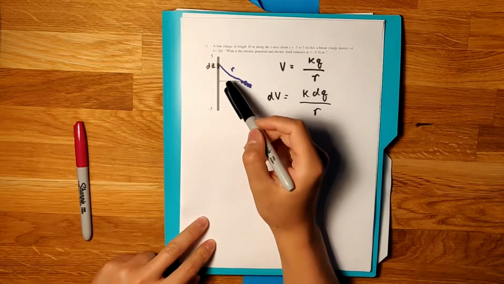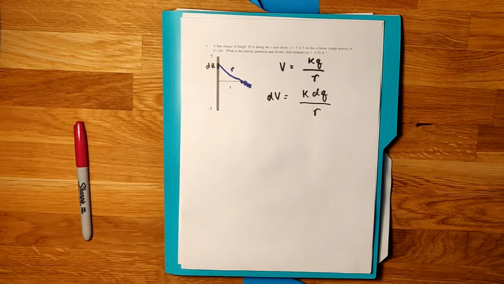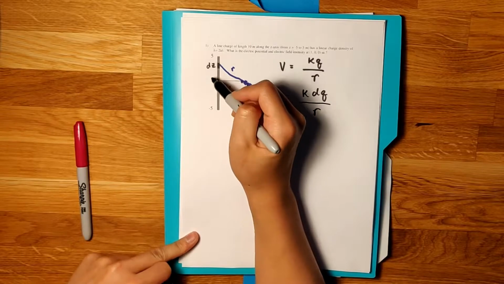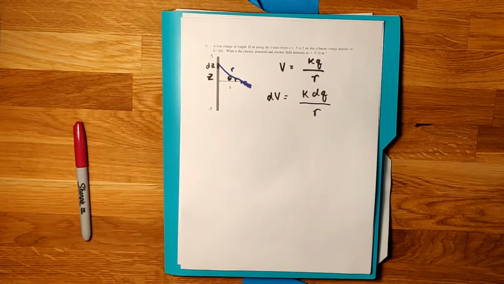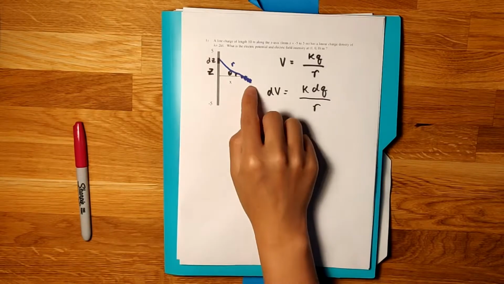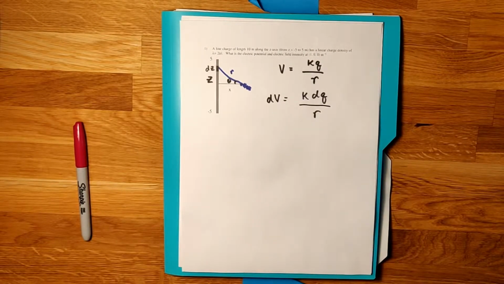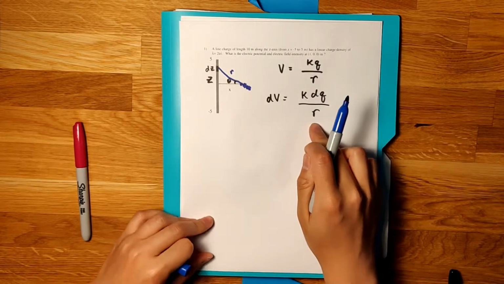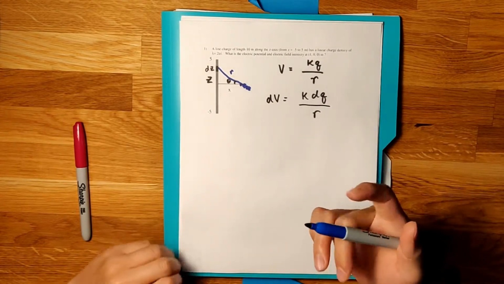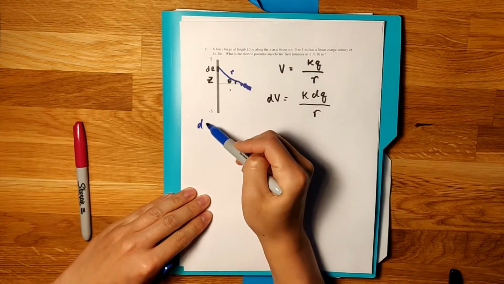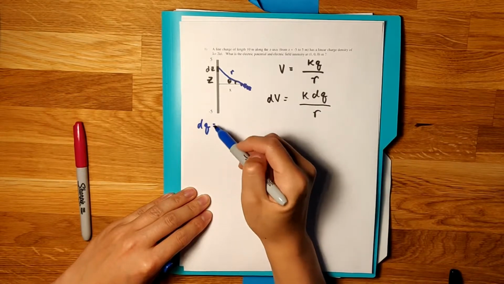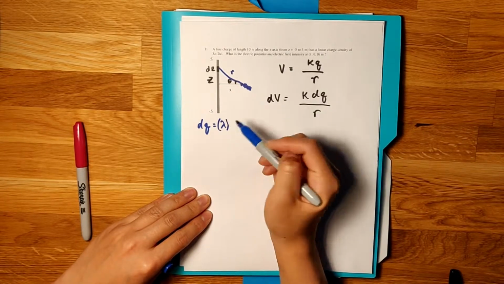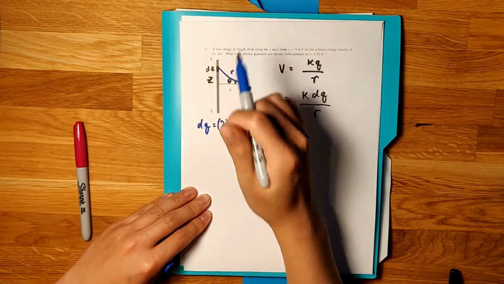And then we will call this length X and this side Z, and then theta. So we also now know our R, but the question comes, what is our dq? Well, dq will simply just be the charge density, lambda, which is given, times a little typical element, dz.